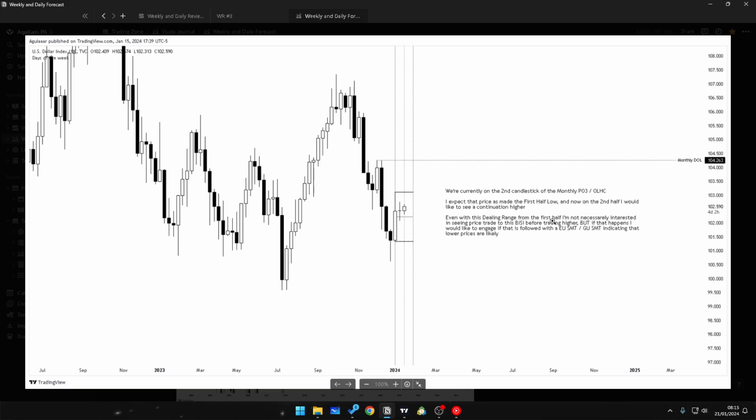And now in the second half, I would like to condition higher, meaning that I would like to see price continue on the upside, reaching into this drawn liquidity. So if I want price to reach into higher prices and I have this monthly drawn liquidity, this means that this weekly drawn liquidity, which was week 1 high as my drawn liquidity for this weekly power of 3 or this weekly range. This means that if indeed the monthly drawn liquidity is reached, we want to see the weekly high being broken.